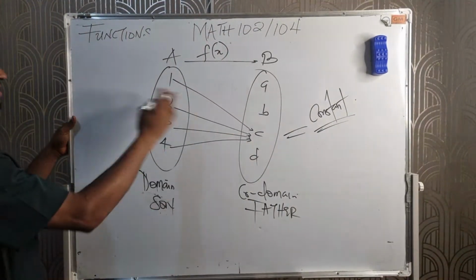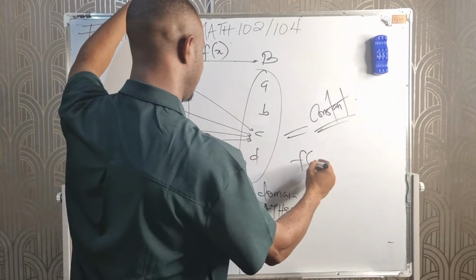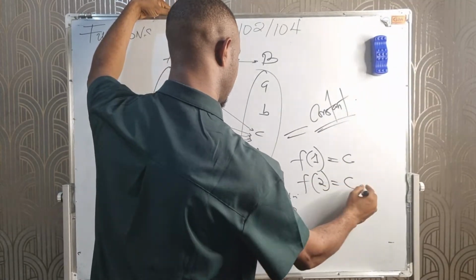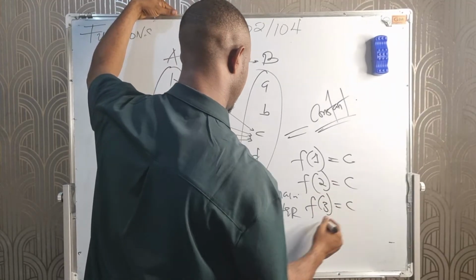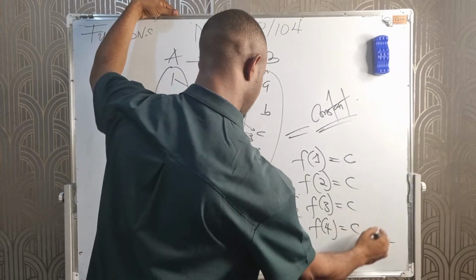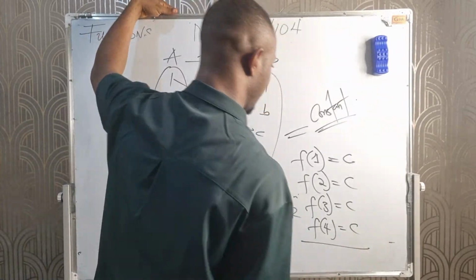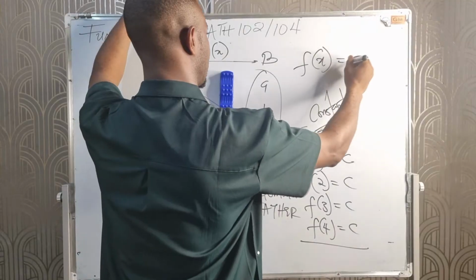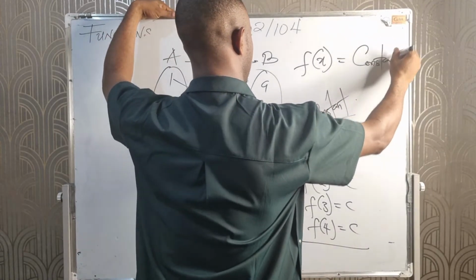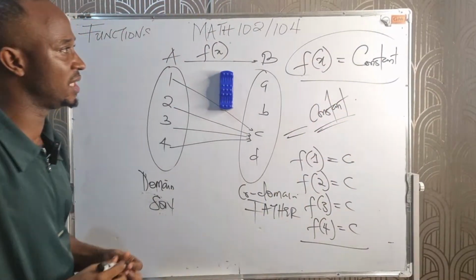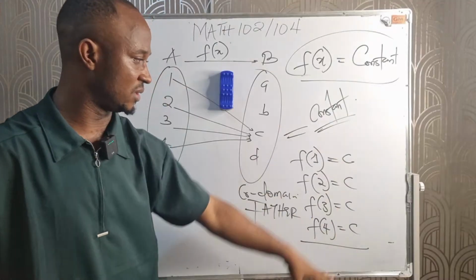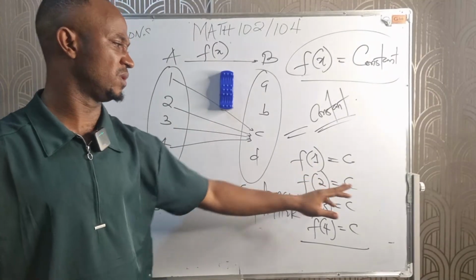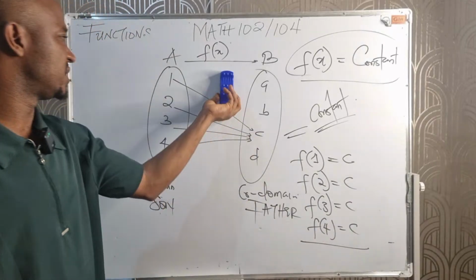All right, so in essence, to illustrate this simply means f of 1 equals C, f of 2 equals C, f of 3 equals C, f of 4 equals C. So the general way of expressing a constant mapping function is simply f of x equals C, where C represents a constant. Are we there, somebody? So when you see f of x equals C, it simply means f of x is constant, meaning that f of 1 is C, f of 2 is C, f of 3 is C, f of 4 is C. We call this a constant mapping function.